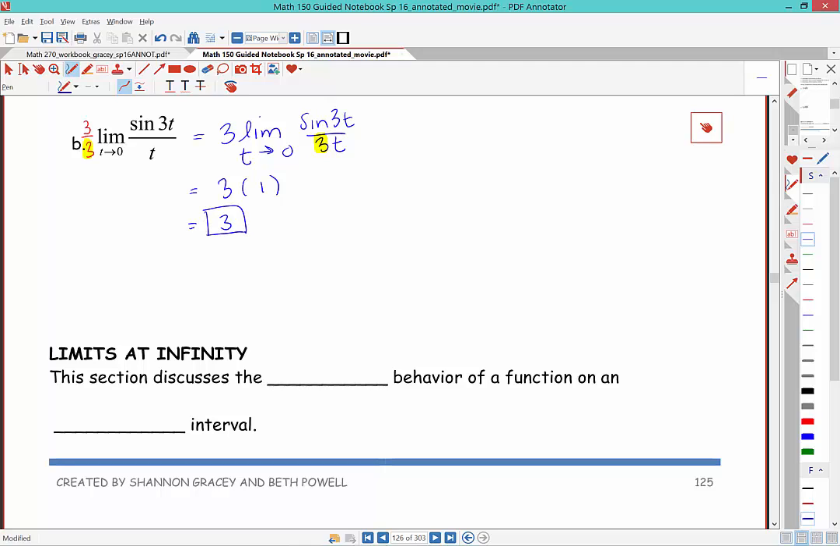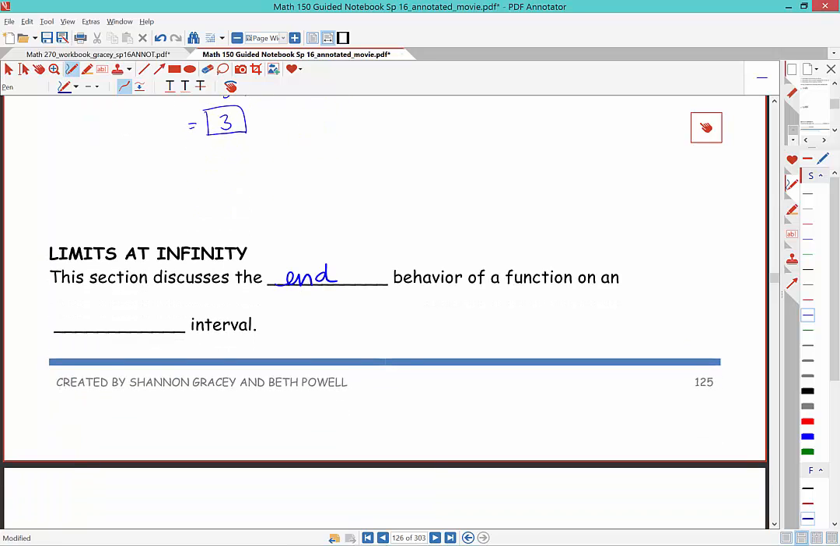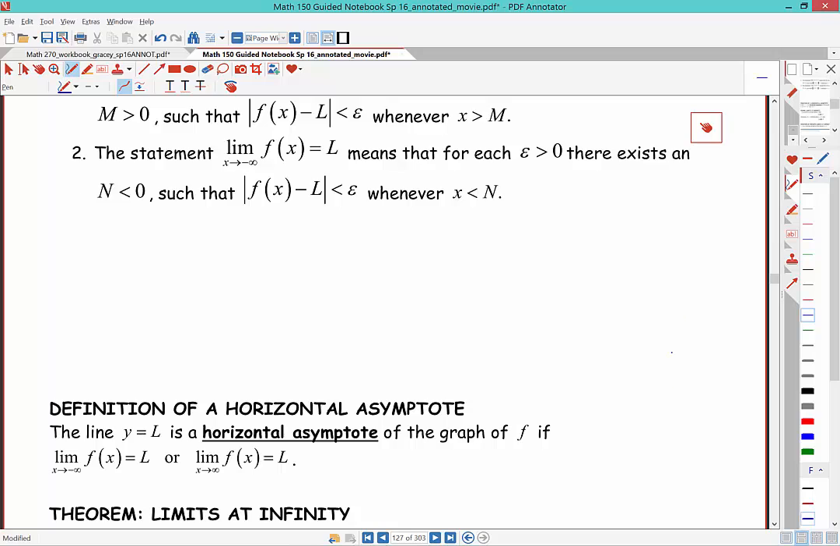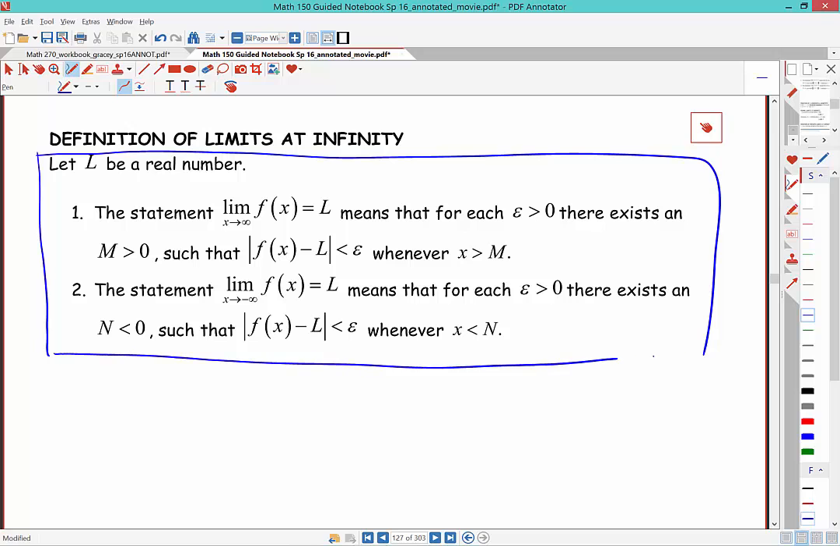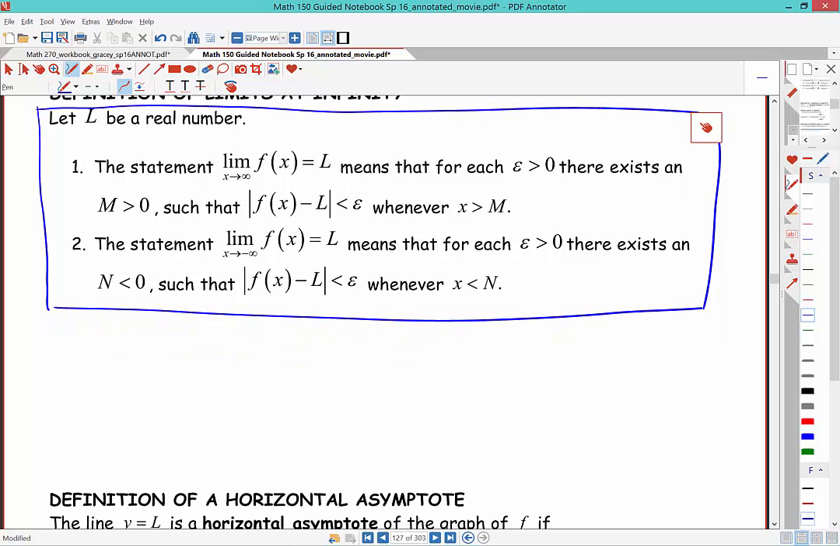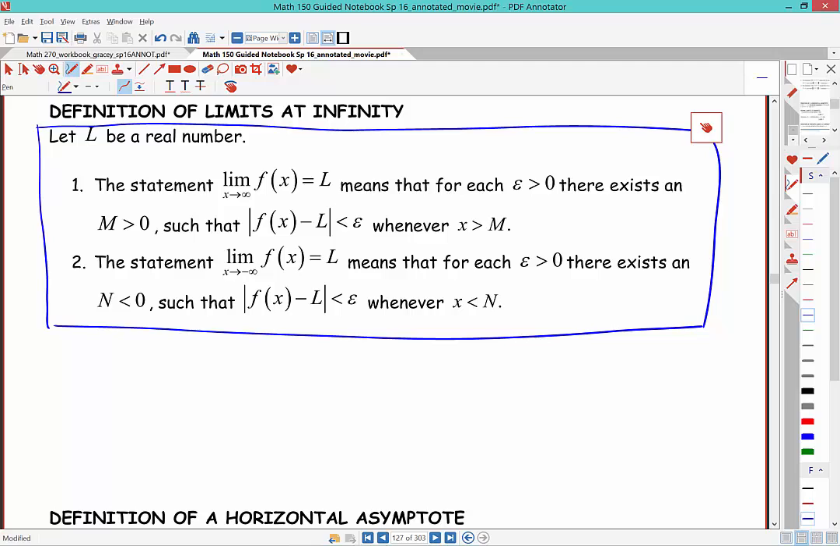How'd you guys do? Awesome. Okay. So limits at infinity. When we're looking at limits at infinity, we're discussing the end behavior of a function on an infinite interval. So the official definition, and I apologize ahead of time, I had all these definitions and theorems in boxes here, and for some reason they got off kilter in the printing. So this is the definition for limits at infinity.